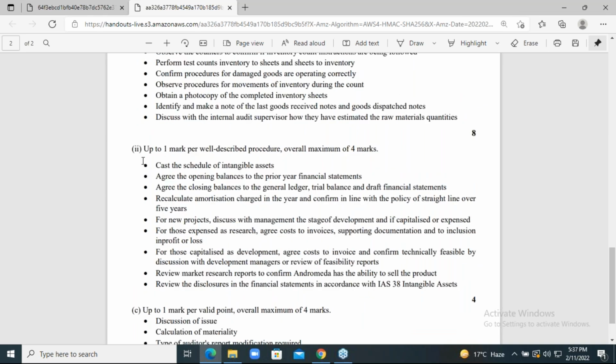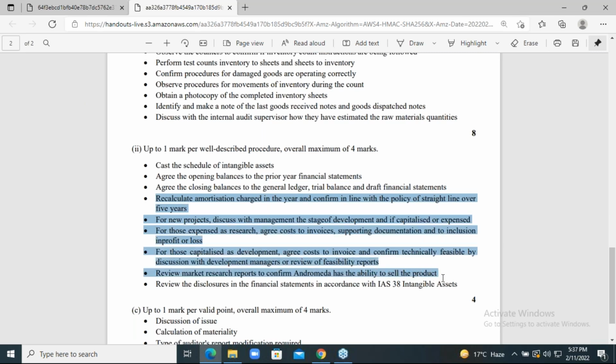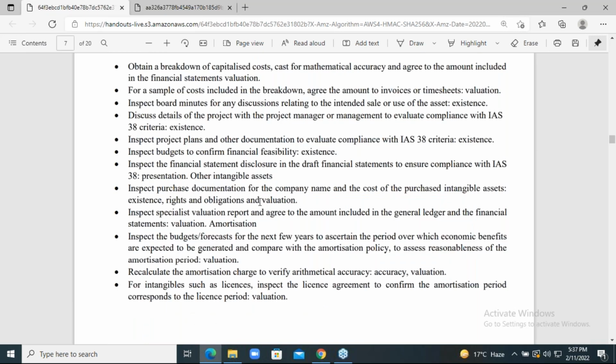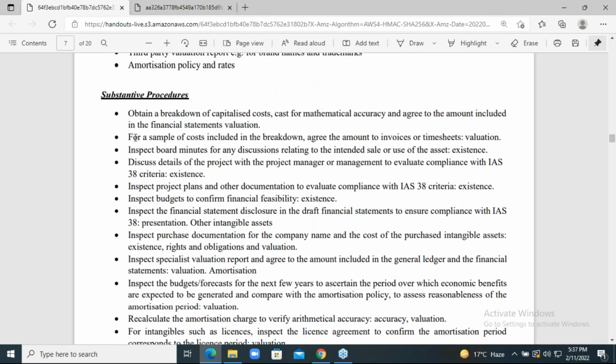Once again, for intangible assets, up to 1 mark per well described procedure. So you can get a maximum of 4 marks, but for well described procedures. So a well-described procedure is very important. You can use any of the procedures. If you can memorize even half of the procedures from that list, they would be enough to get 4 marks. But which half?